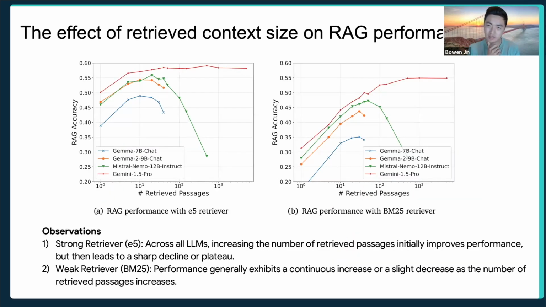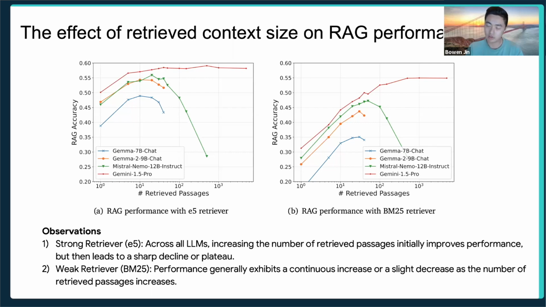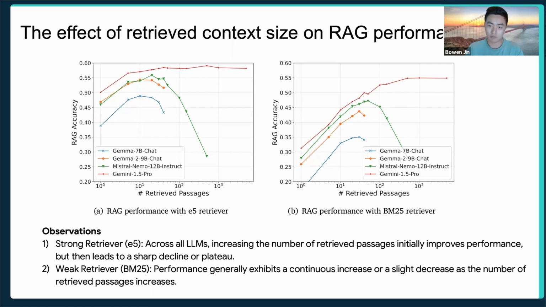A very straightforward intuition is that if we increase the number of retrieved documents, we'll have higher recall, which means we'll have more potentially relevant documents retrieved in context. And if a long-context LLM has a very strong long-context processing capability, we should have continuously increasing RAG accuracy. However, this is actually not the case. We can see that in our two figures.